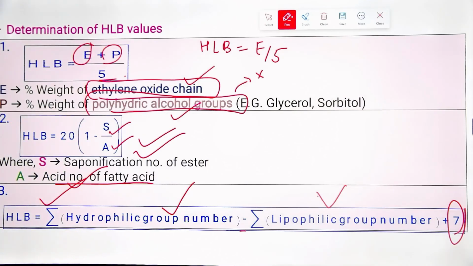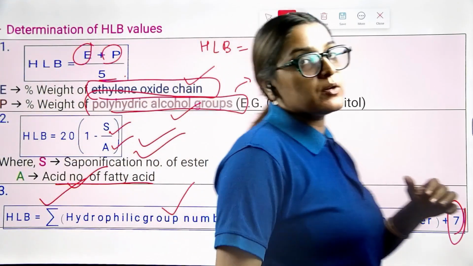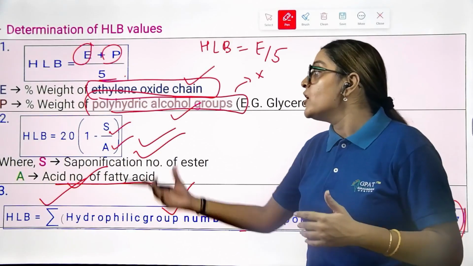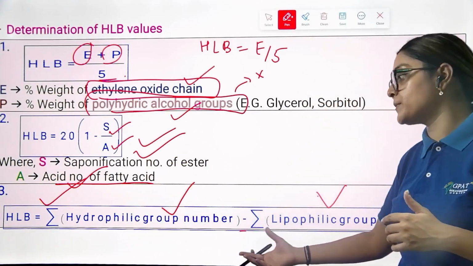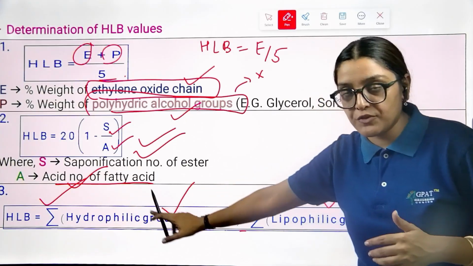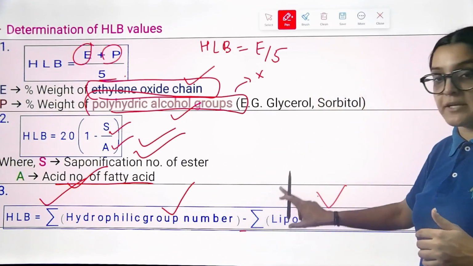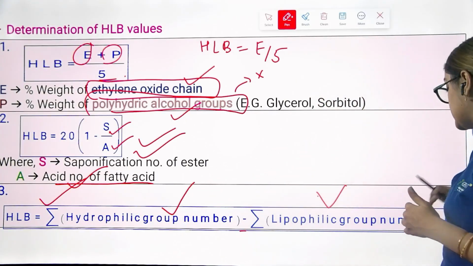Just remember, for ethylene oxide chain and polyhydric containing groups, for example glycerol or sorbitol, we generally calculate by E plus P upon 5. For the generalized formula we have the summation of hydrophilic group numbers minus the summation of lipophilic group numbers plus 7.